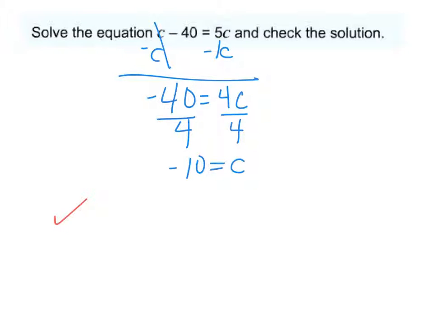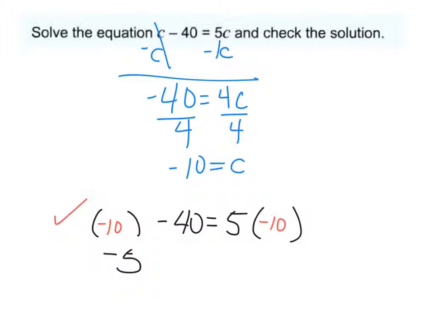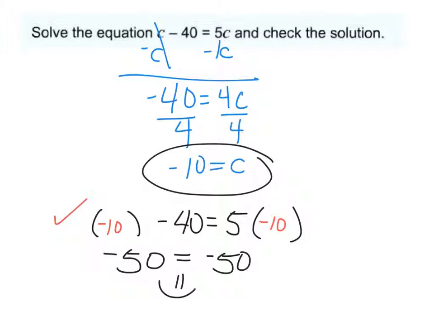Check. So every place there was a c in my original equation, I'm going to put negative 10. So I've got negative 10 minus 40 is negative 50. It's already at negative 10, gets more negative. Positive times a negative is a negative. And yes, negative 50 equals negative 50, so negative 10 is my answer.